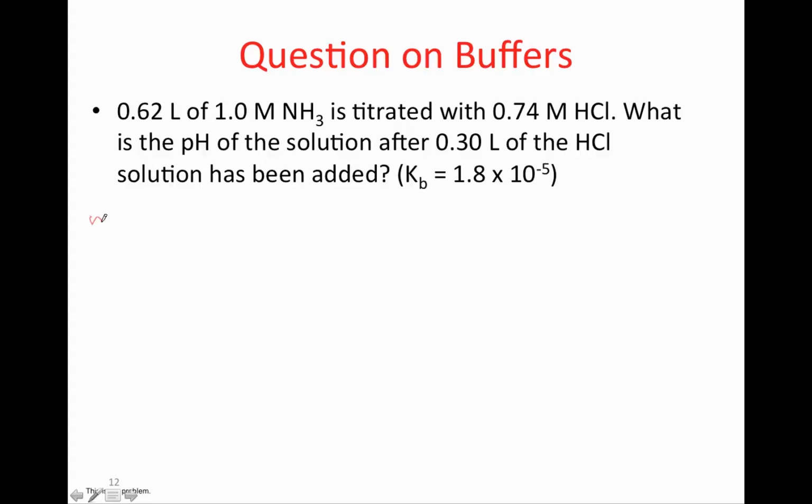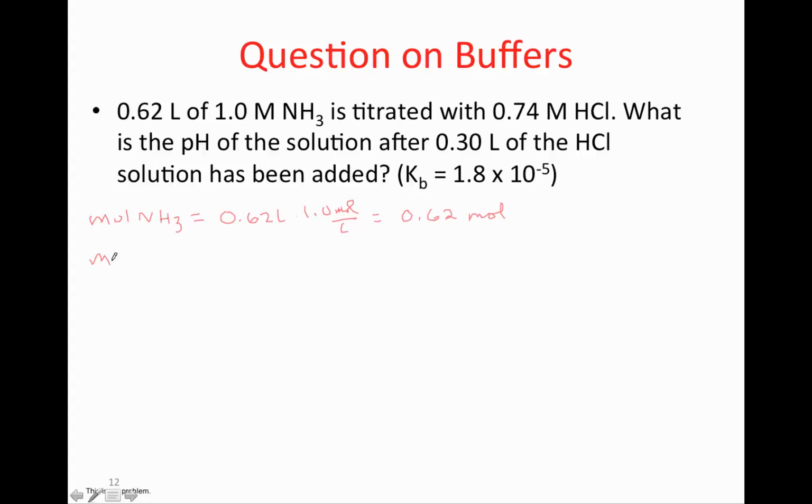So the number of moles of NH3 is given by volume times concentration. Well, this is an easy calculation. I've got 0.62 liters times 1 mole per liter, and this gives me 0.62 moles of NH3.